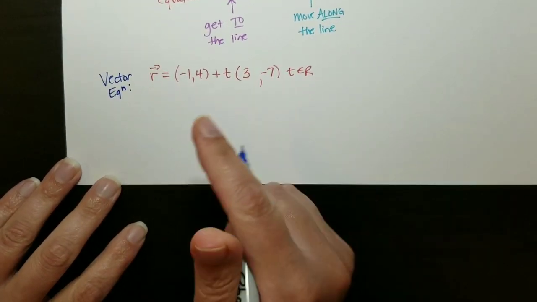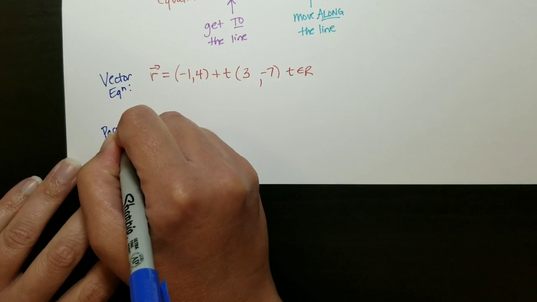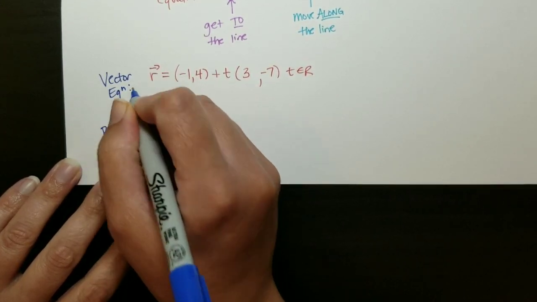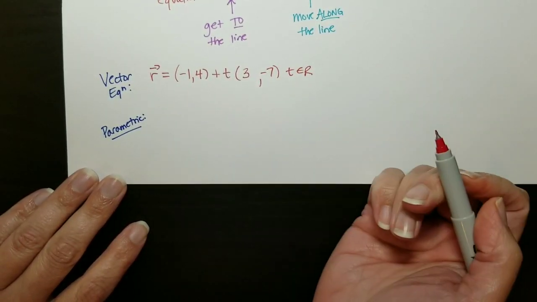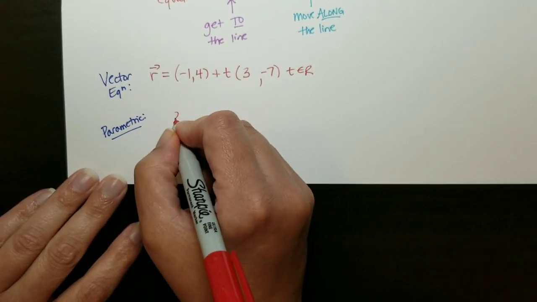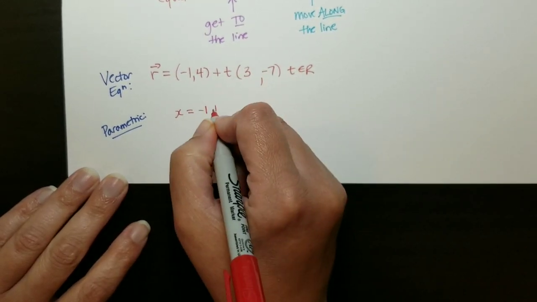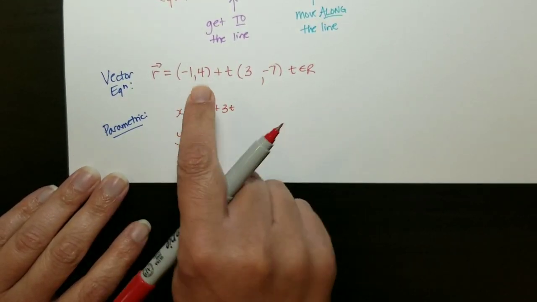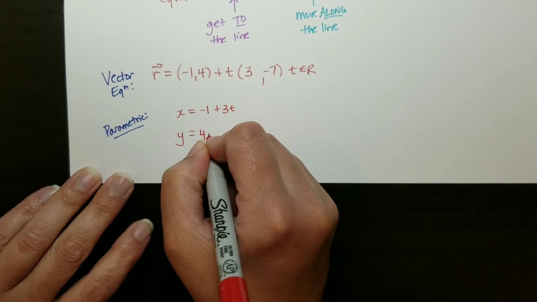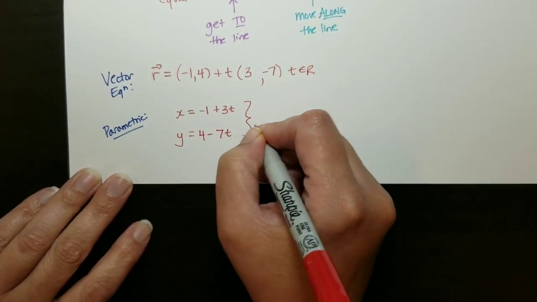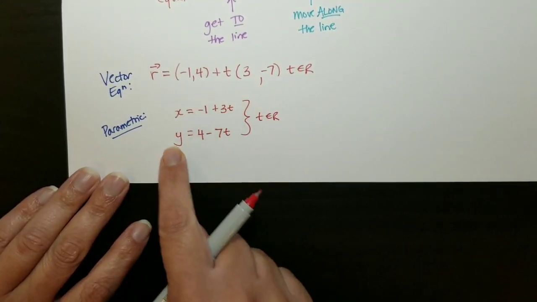I can pretty easily take the vector equation and write those parametric equations. That's just taking the x and y components of this equation and writing them separately. So the x component of my resultant will be -1 plus t times 3. So I'll put plus 3t. And my y component will be 4 minus 7 times t. And then I still have to write t is any real number. So I've got my vector and I've got my parametric.